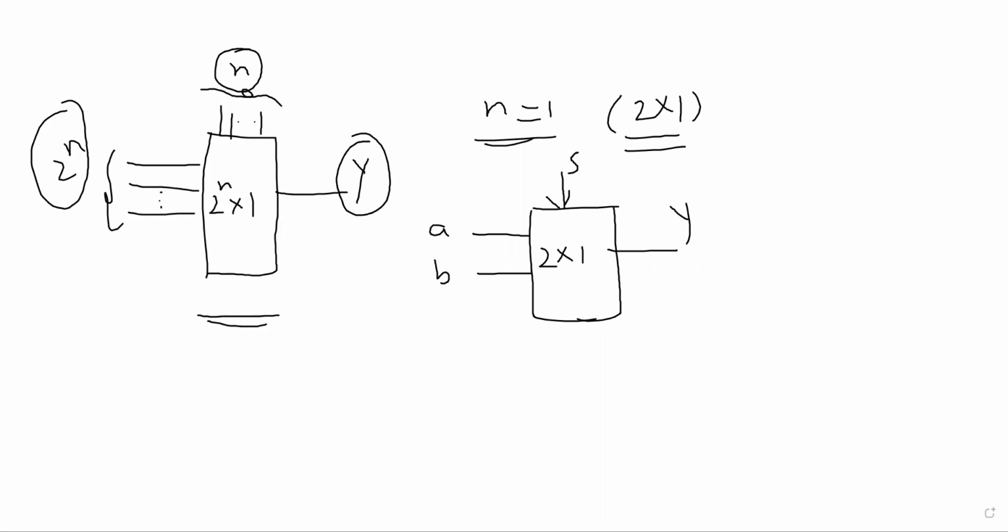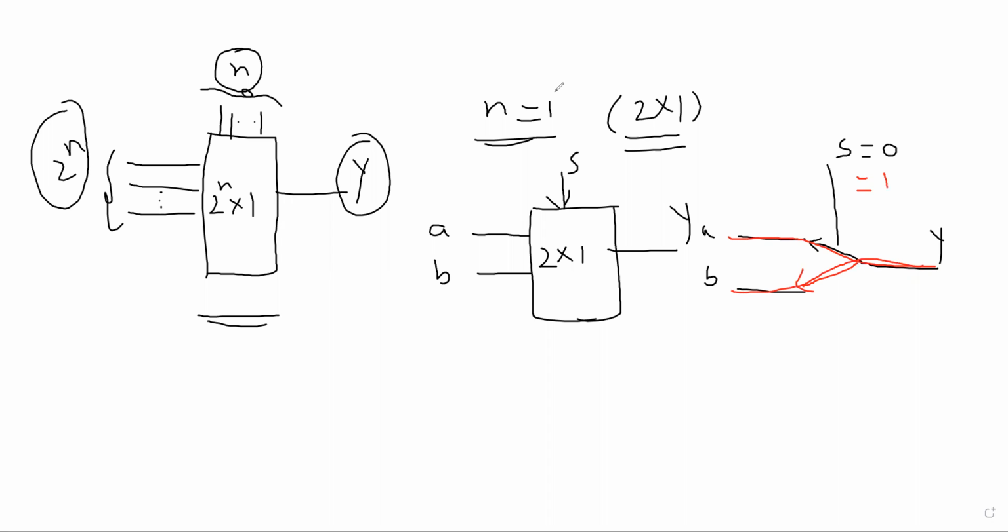Now what is happening inside? Let us see it in the form of switches. Let us consider this is a, this is b, and this is y. There is a switch here, which is controlled with the help of the selection line. If s is equal to 0, then the data present in a will pass to y. If s is equal to 1, then the switch is connected to b, and the data present in b will pass to y.